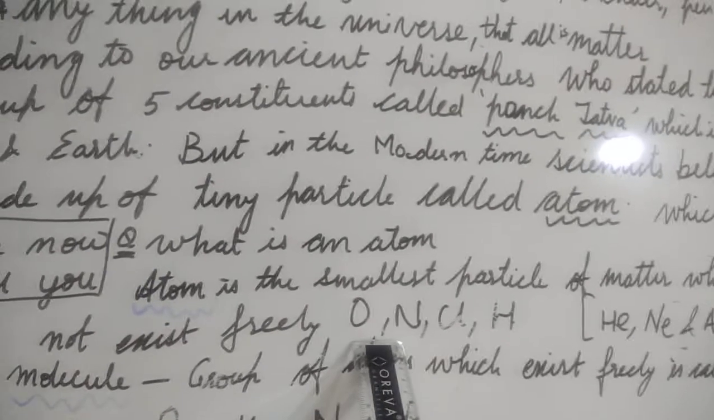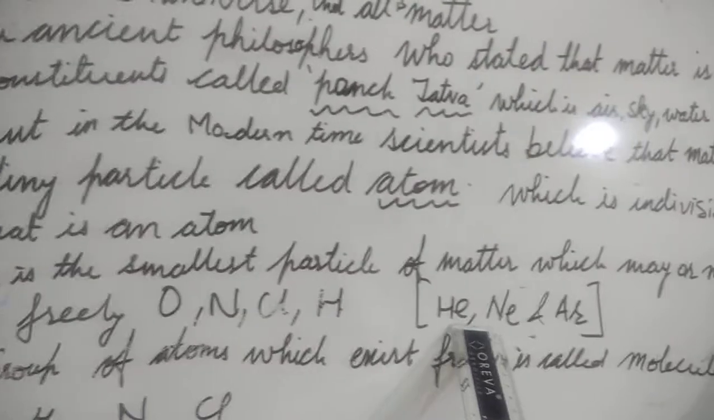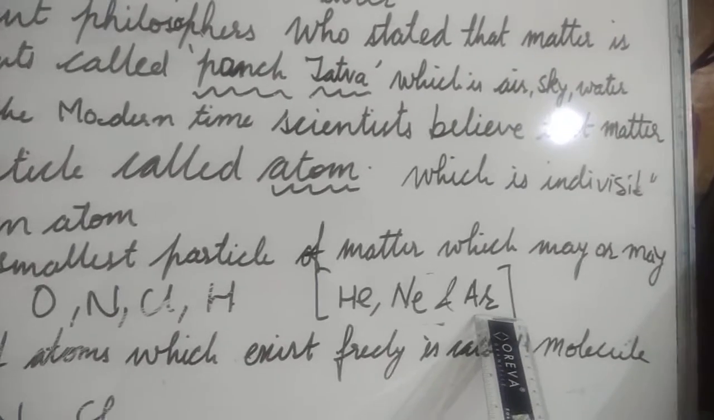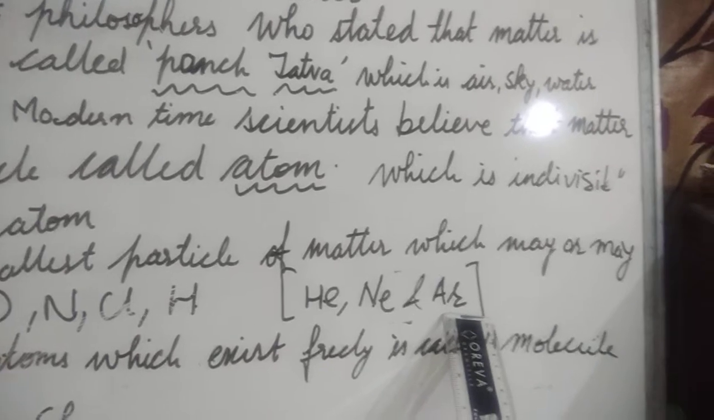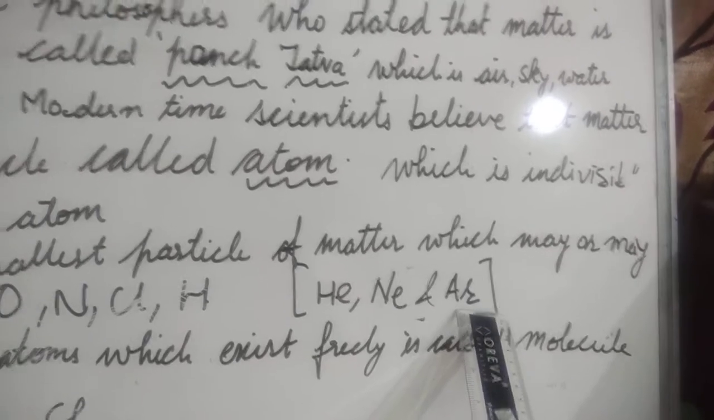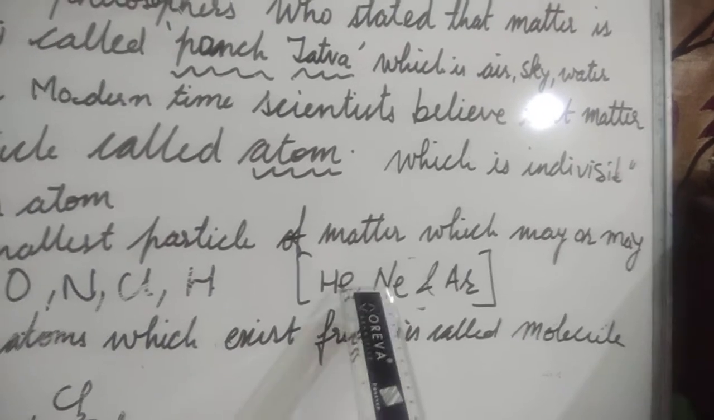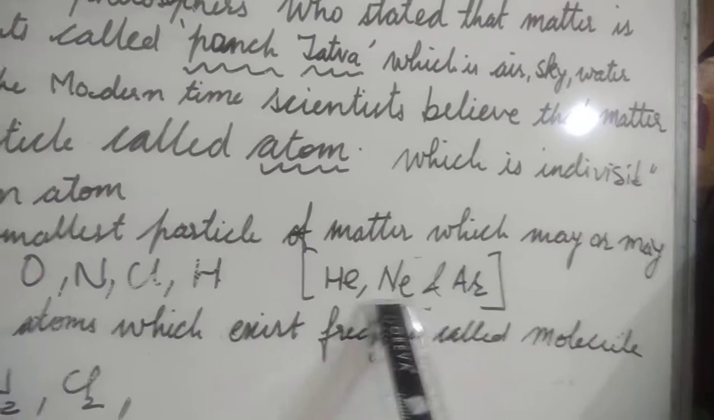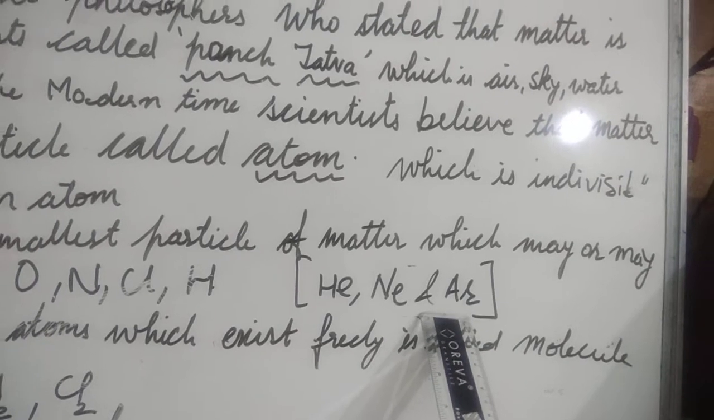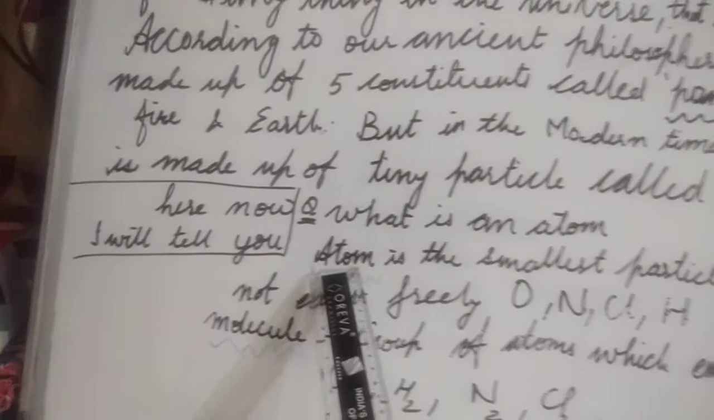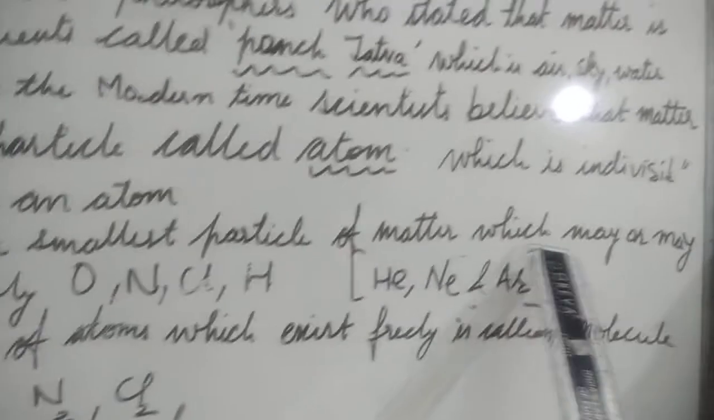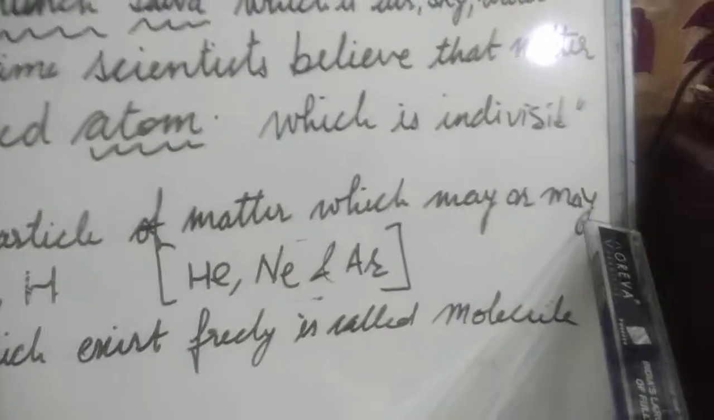So, usually atoms do not exist freely. Only helium, neon, argon. In higher classes, you will take krypton, xenon also, but you are not aware of now. So I am telling you only three: helium, neon, and argon. These exist in atomic form. So again, what is atom? Atom is the smallest particle of matter which may or may not exist freely.